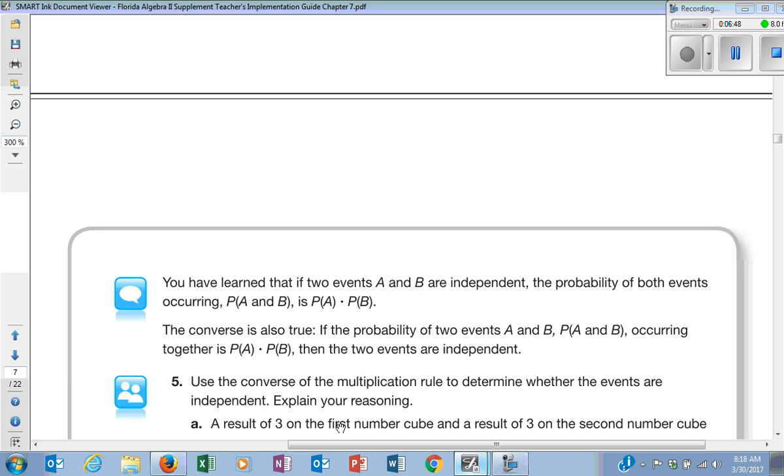Sage, you're looking at the whole population. Yes, it's 6 out of 36. What is 6 out of 36 reduced to? 1 6. Same thing. What are my chances of rolling a 3 on the second number cube? 1 out of 6.